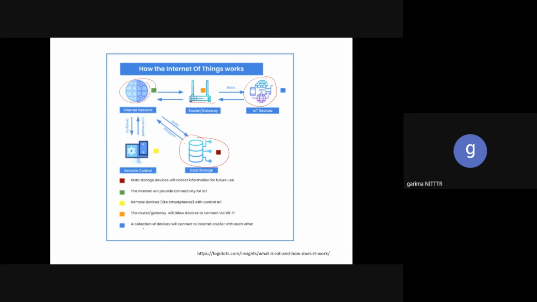For example, this blue part over here is a collection of devices that will connect to the internet. This orange part shows that a gateway will allow devices to connect via Wi-Fi. This green part shows that the internet will provide connectivity for the IoT. This red part shows that the data storage devices will collect information for further use. And this yellow shows remote devices, like smartphones or anything else with the control of IoT, connected with the internet. So this is the Internet of Things basics, how it works basically.